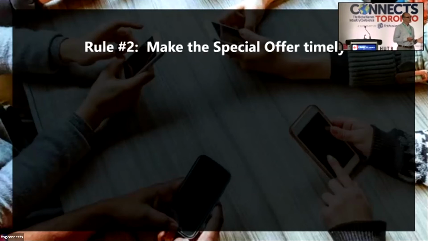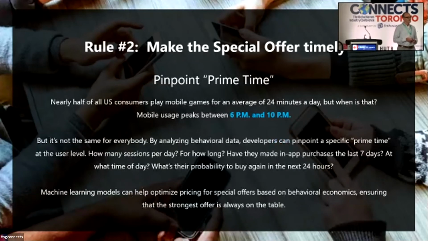Make your special offer timely. So that's point number 2. I don't mean seasonality, which is the time of year; I mean time of day. What we want to do here is try to pinpoint prime time. What do we mean by prime time?